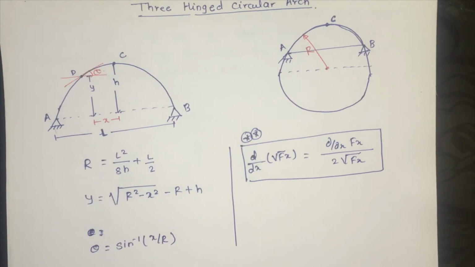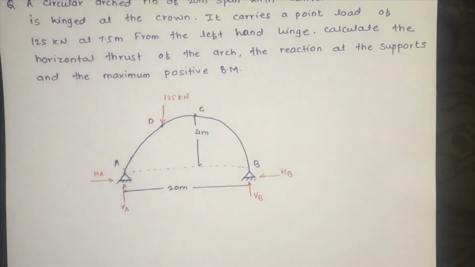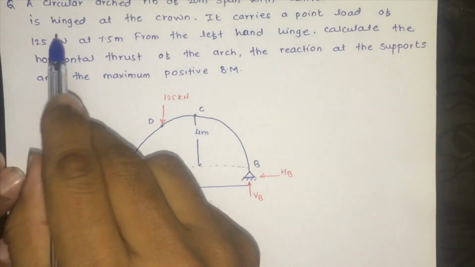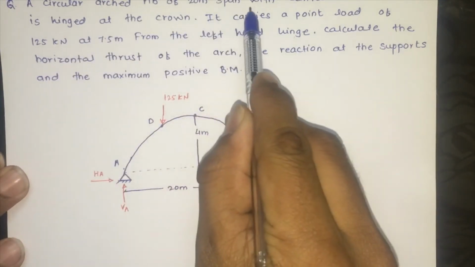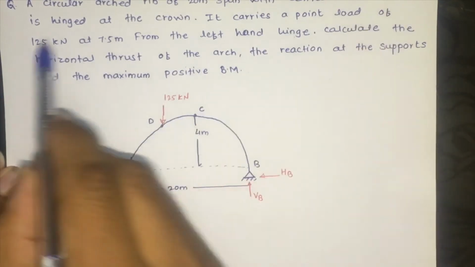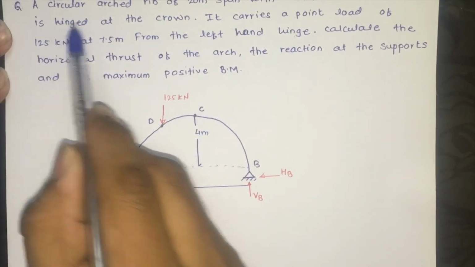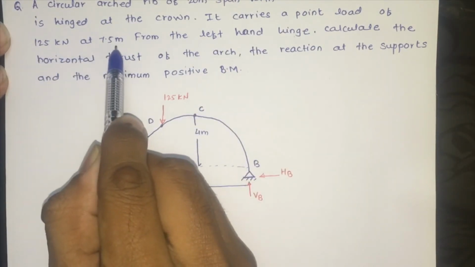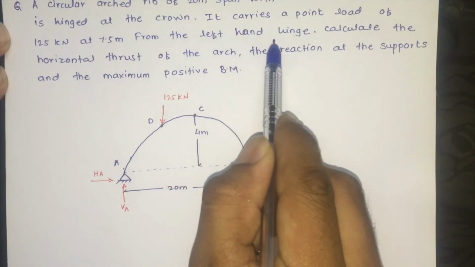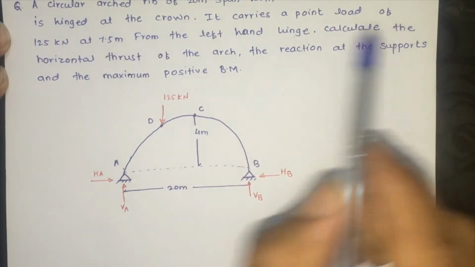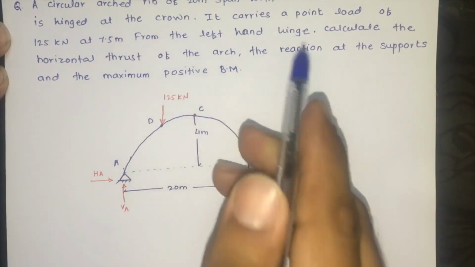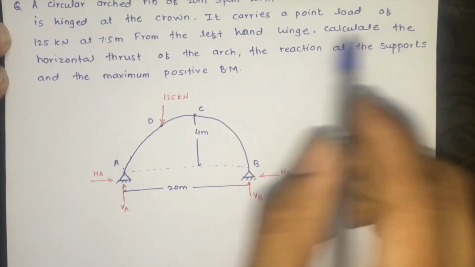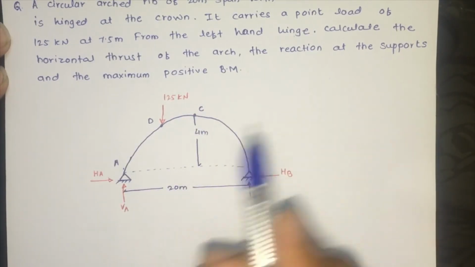Now we will see a small problem based on 3 hinge circular arch. So this is the problem. A circular arch rib of 20 meter span with central rise of 4 meter is hinged at the crown. It carries a point load of 125 kN at 7.5 meter from the left hand hinge. Calculate the horizontal thrust of the arch, the reaction at the supports, and the maximum positive bending moment.